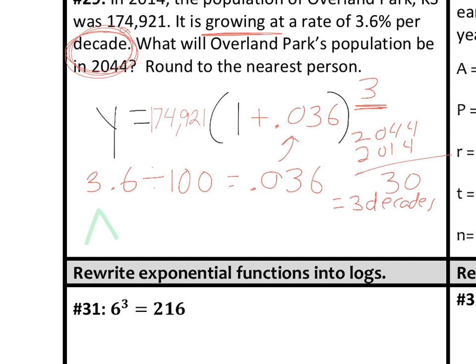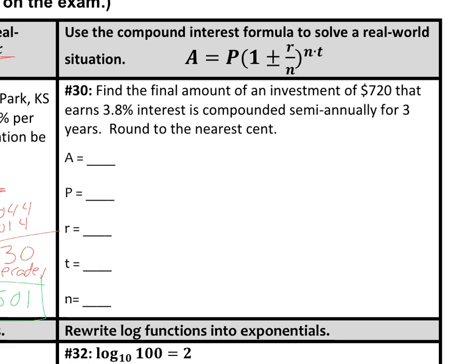Once you plug that all in and hit enter, we end up with 194,500.722, and then some more decimals. And we have to round this to the nearest whole person. Well, 0.7 is almost a whole person, so we're going to take that 0 right there and make it into a 1. So it's 194,501 people.